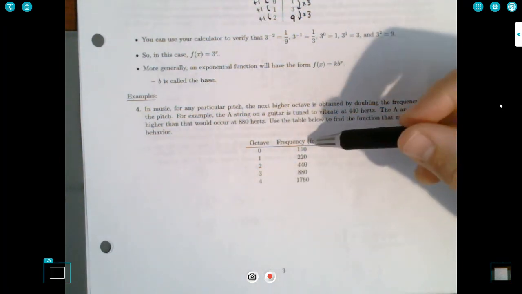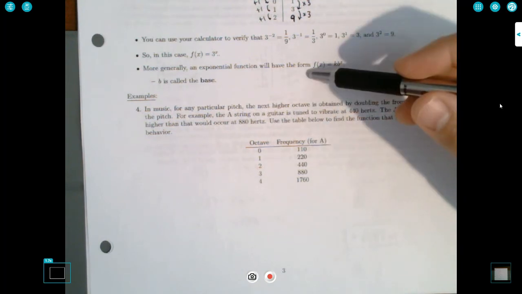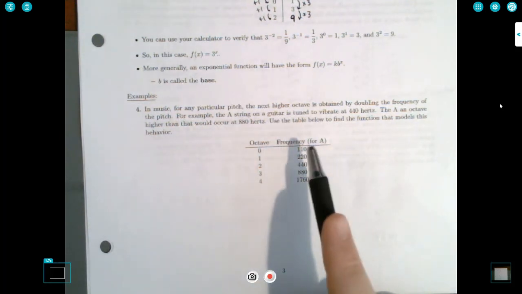So on most pianos that go down to that very low A, it's an A at 55 hertz. And if you've ever hit the lowest key on a piano, you'll know that by the time you get down that low, you almost can't even hear the tone anymore because the vibrations are so slow. It just sounds like a pulse. But anyway, pretty quickly you reach the limits of human hearing, right? If you go much lower than that. But anyway, we're supposed to use this table to find the function that models the behavior.